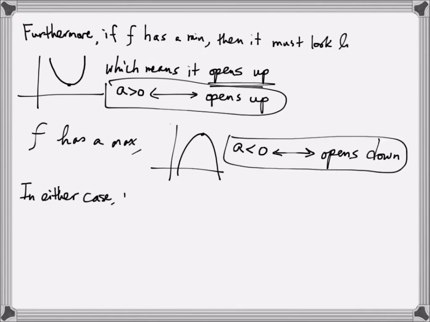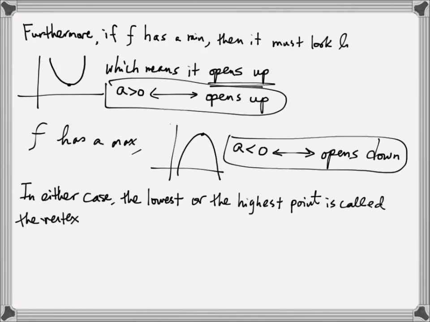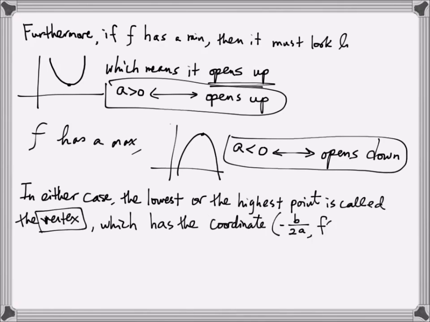Well, in either case, the lowest point or the highest point is called the vertex, which has the standard form negative b over 2a comma f of negative b over 2a. This is just the y value of this function evaluated at the x value of the vertex.